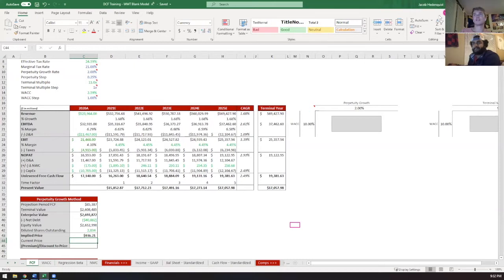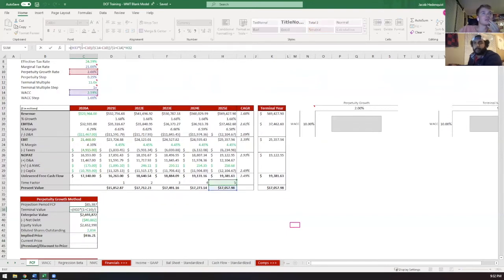And that's not right. Let's go back to the terminal value. I think we have an issue here with our parentheses. Check the last one and put all that in another set. Yeah, good call.